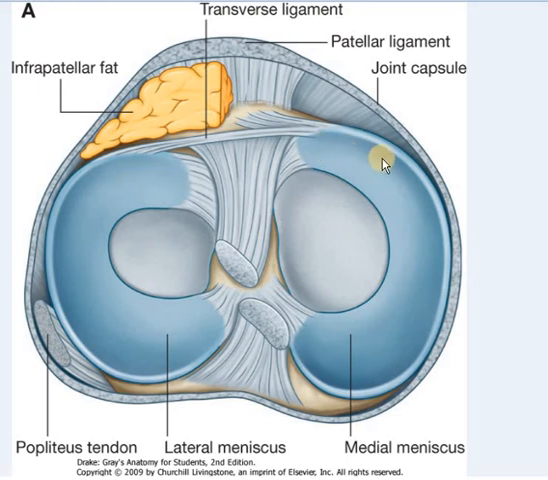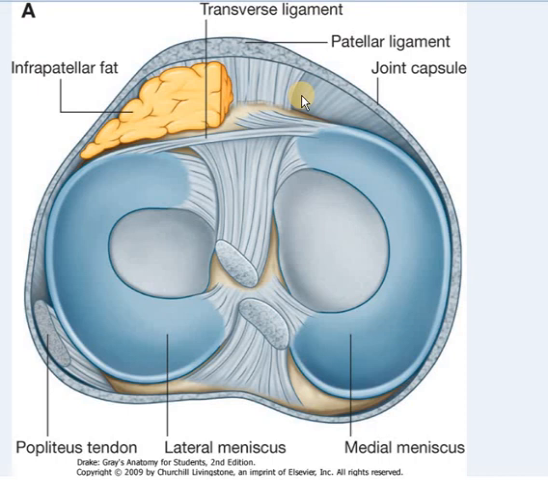The inner border of the meniscus is thin in comparison to the outer border of the meniscus. So the slope of the meniscus is from outside to inside, and there are two ends or horns of the meniscus. Each meniscus has an anterior horn and a posterior horn. This is the anterior horn of the lateral meniscus. This one is the posterior horn of the lateral meniscus.